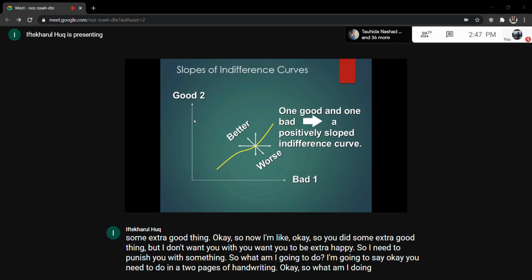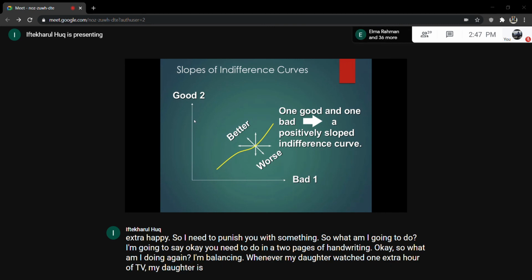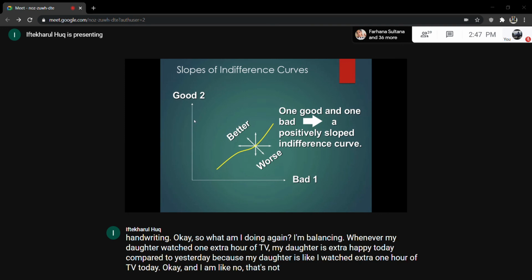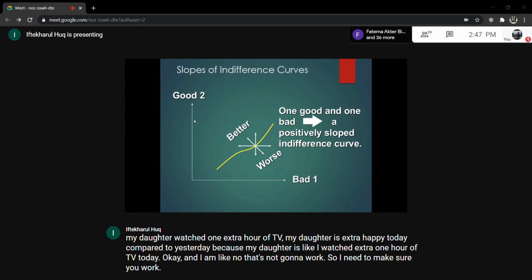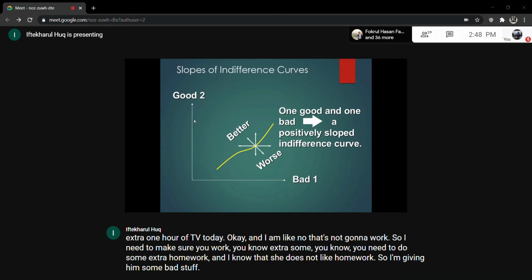Again, I'm balancing. Whenever my daughter watches 1 extra hour of TV, she is extra happy today compared to yesterday, because she is like, I watched an extra 1 hour of TV today. And I'm like, no, that's not going to work. So I need to make sure you do some extra homework. And I know that she does not like homework. So I'm giving her some bad stuff in order to bring her happiness down to the original level.